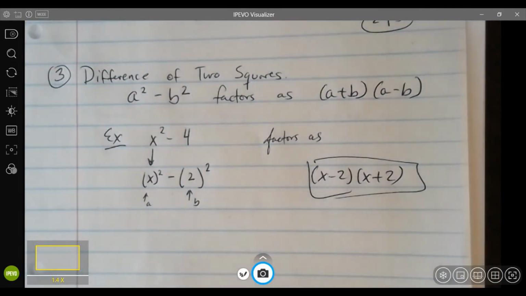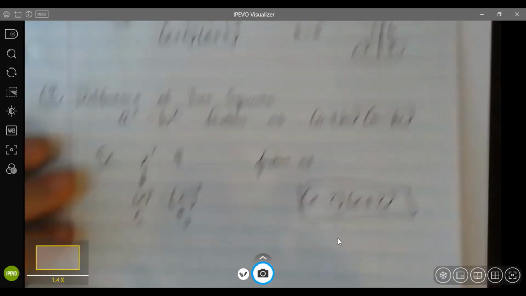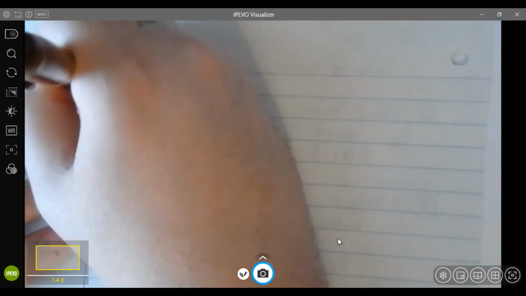And then there's one additional method to factoring that I want to go over with you that we haven't looked at together yet. There's really two more, this one and one other.